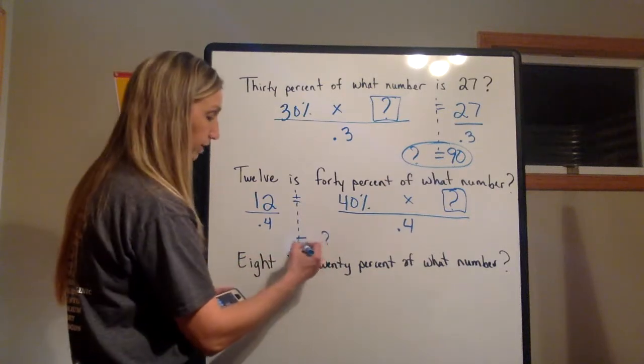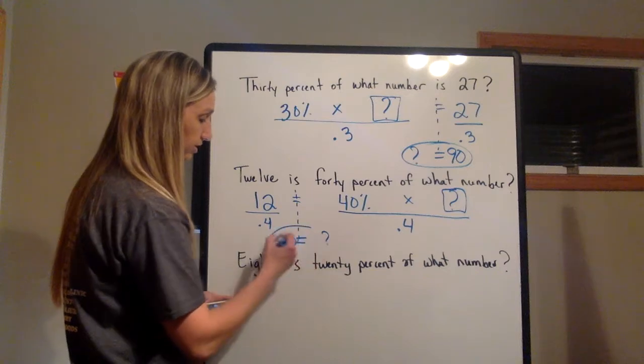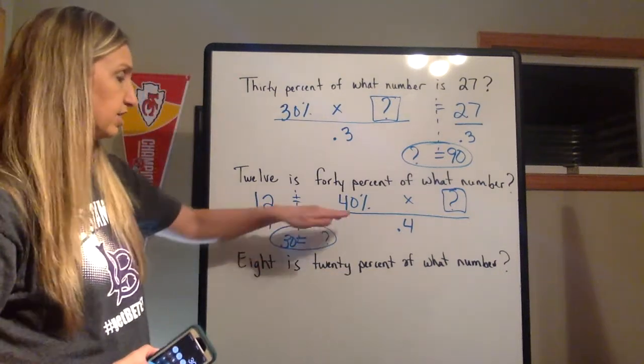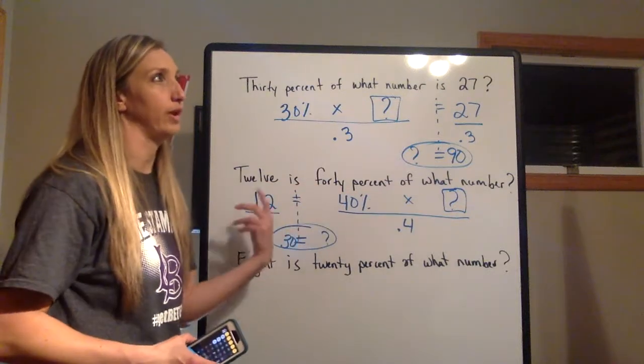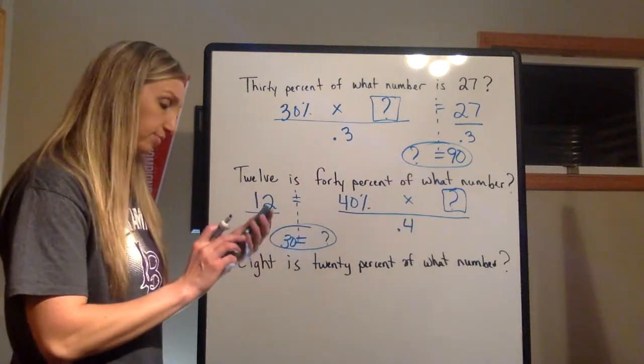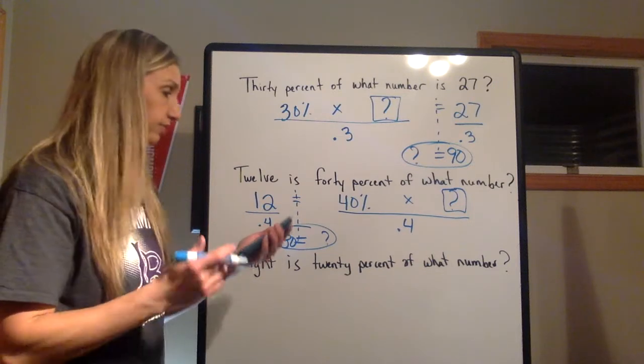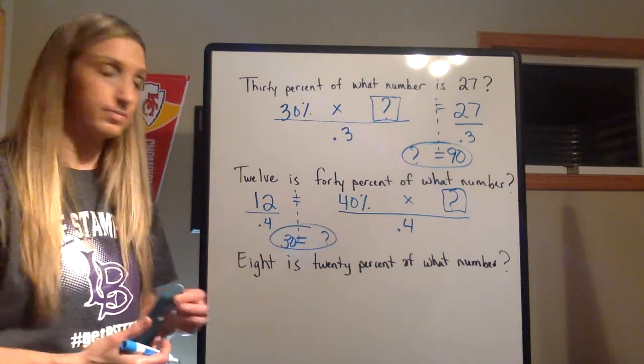So my unknown, kind of didn't leave myself very much room there, is 30. So I'm going to see if that makes sense. 40% of 30 is 12. I could punch that in, 0.4 times 30, and see if I get 12. I did get 12, so it's got to be 30, okay?